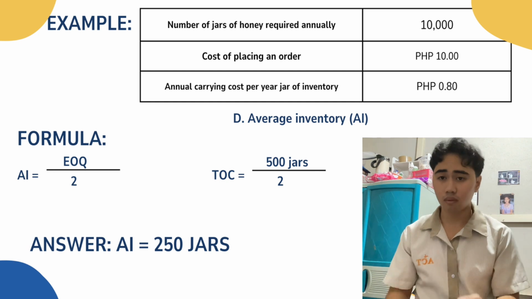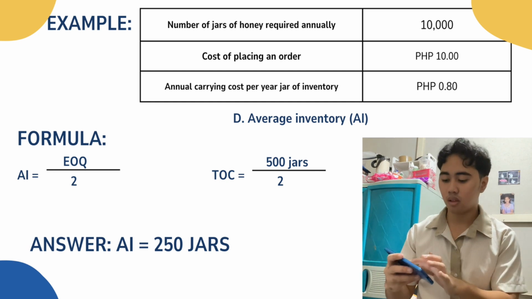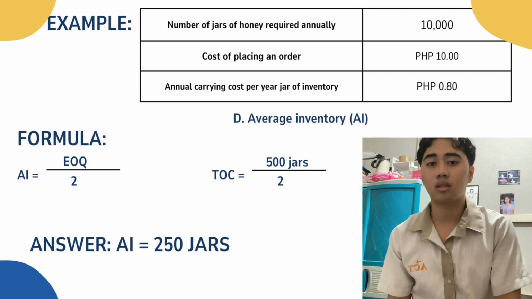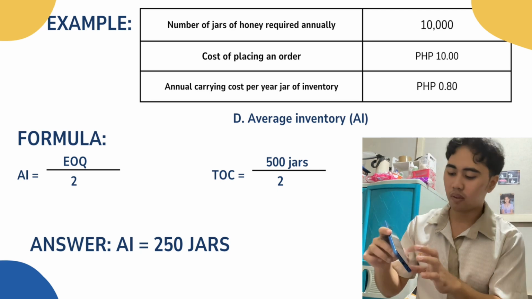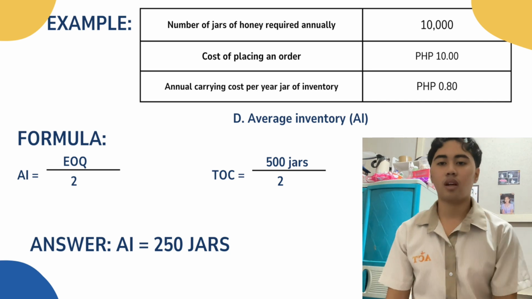And next, the average inventory, or AI. The formula for AI is EOQ divided by 2, which is our EOQ of 500 jars divided by 2. So then tingnan mo sa gigan 2, which is it's constant. Hindi siya mausap. And then 500 divided by 2 is 250. So the final answer for AI is 250 jars.